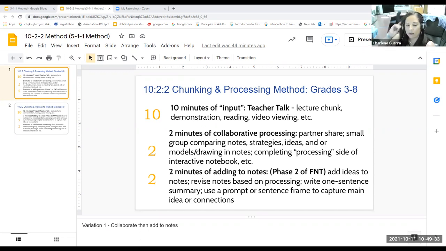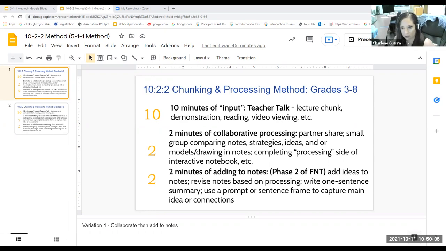If you've watched the 5-1-1 method, you will realize that it's the same thing, but just for a longer process. If not, here we go. It's 10 minutes of teacher input. That means 10 minutes of teachers lecturing, providing samples, providing direct instruction, providing demonstration, reading, viewing a video that's related to content, and then teachers would stop after 10 minutes because we know that a student's attention span is very limited. And if it's any longer than 10 minutes, you might lose them.